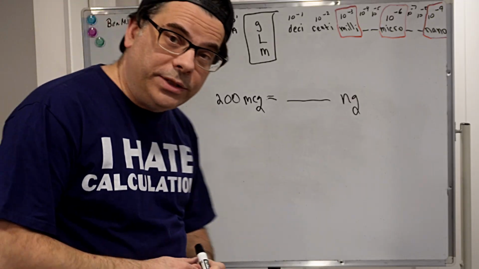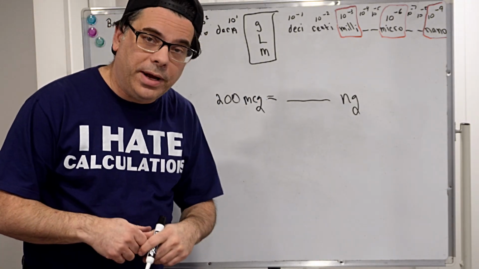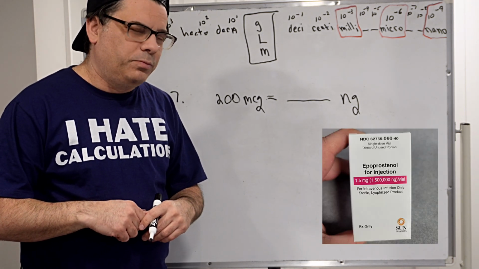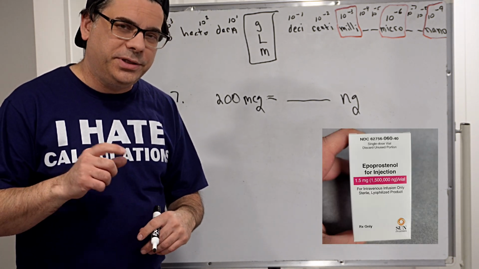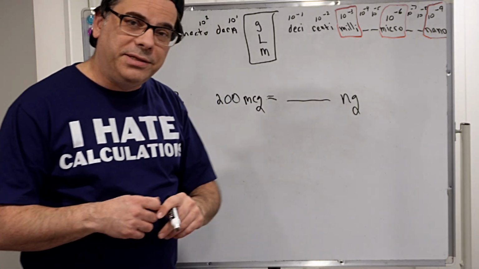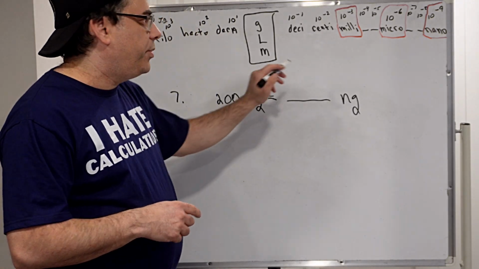All right, so we're going to do question number 7. 200 micrograms, and we're going to convert it to nanograms. We do see nanograms in the hospital sometimes. Rare, but there are some medications that are dosed in nanograms. So micrograms is over here. Micro is 10 to the negative 6. Nano is 10 to the negative 9. So we're going to move it 3 to the right.